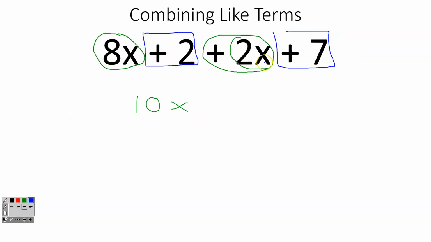So I have positive 2 and I have a positive 7, which is going to give me a positive 9. Now, as of right now, I have 10x plus 9. So I have to think to myself, can I combine these two together? The answer is no. That's like saying I have 10 elephants and 9 giraffes, and I'm going to make 19 giraffelants. It just doesn't work. So this is as simplified as it's going to go.